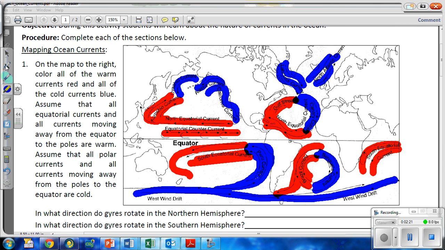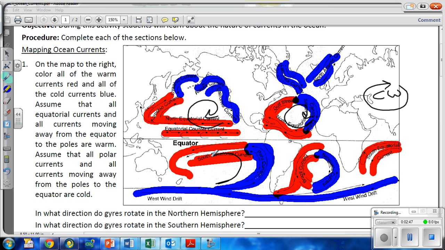So let's take a look at the questions we're supposed to answer. In what direction do gyres rotate in the northern hemisphere? Well, if you look, you can see that in general, they go clockwise. And that makes sense. So in the northern hemisphere, everything should go clockwise.